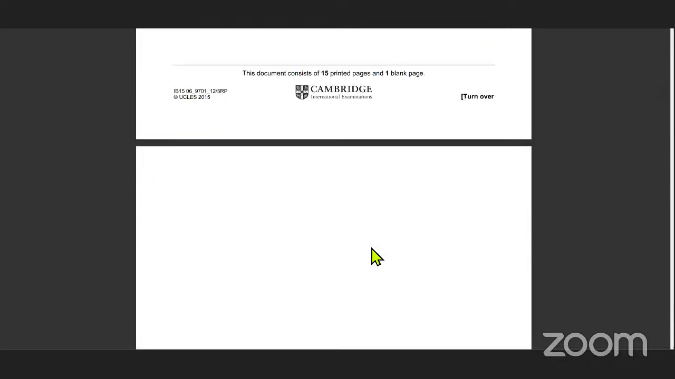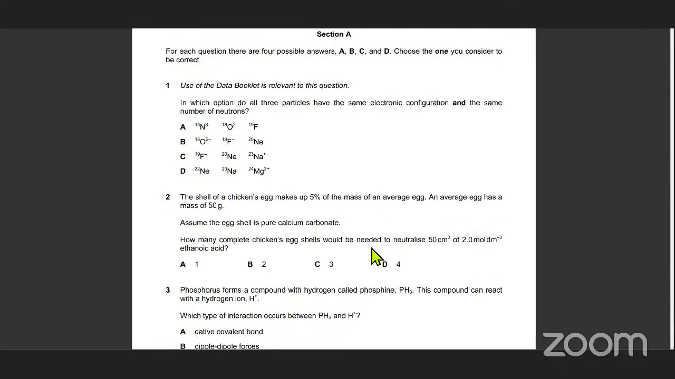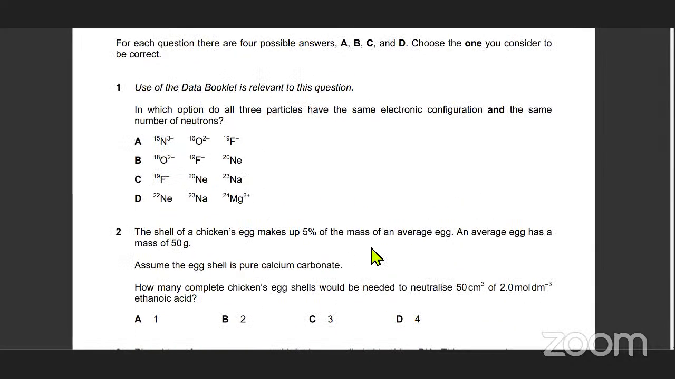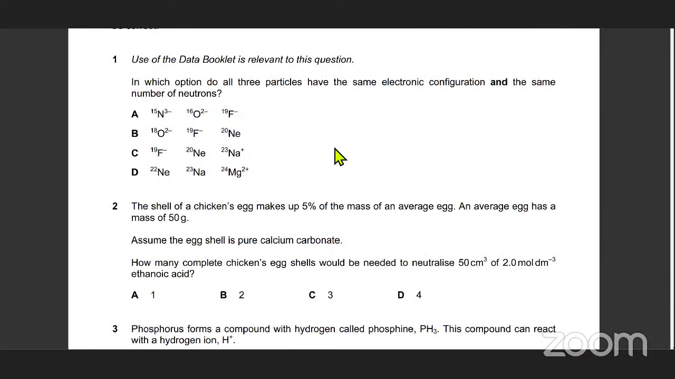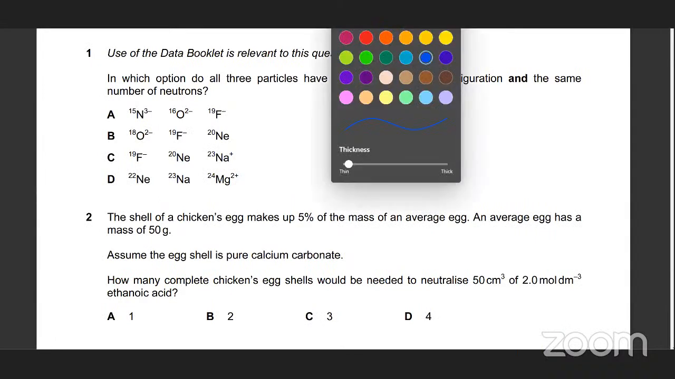So ठीक है, let's start with the first question. Zaid, can you see the question? Can you hear me? Yes, sir. So this one is: in which option do all three particles have the same electronic configuration and the same number of neutrons? So basically, he's asking which ones are isoelectronic.